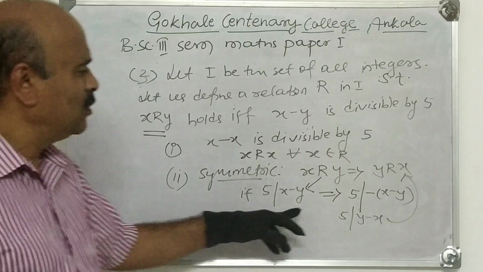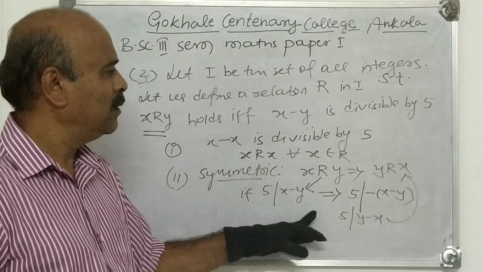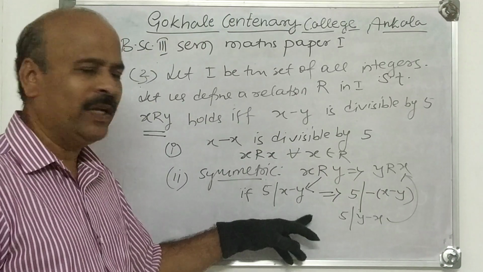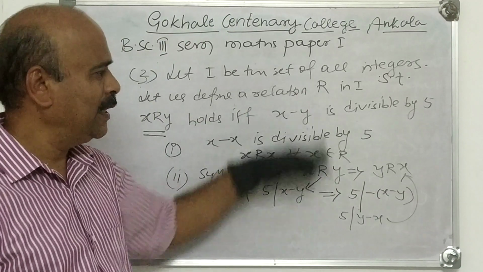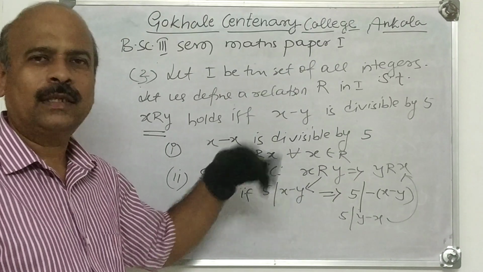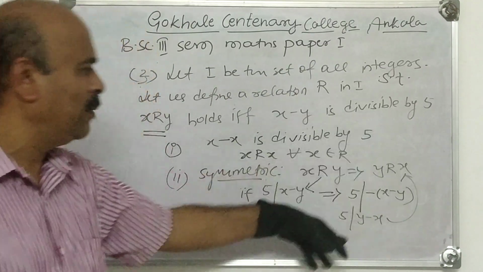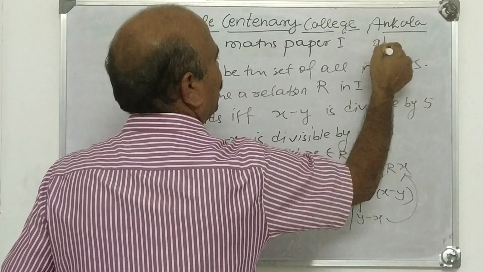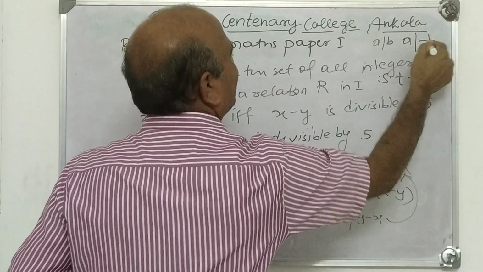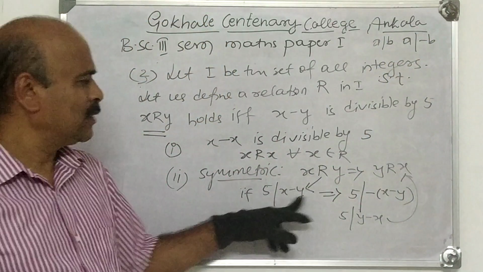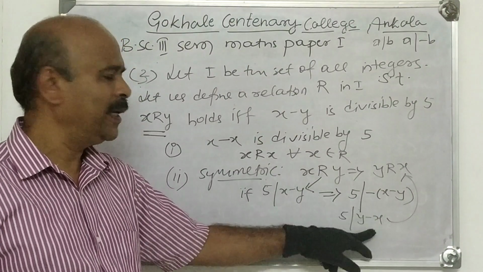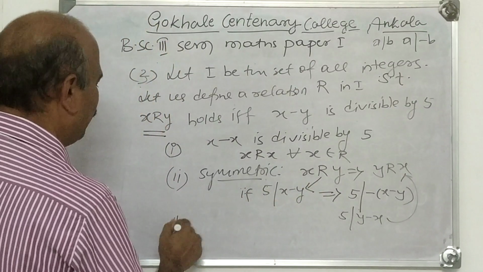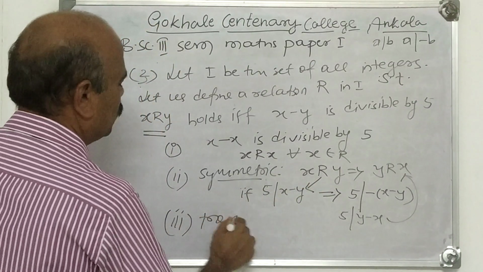You should have some knowledge about divisibility. Next, in the next video, I start another topic simultaneously, number theory. Very interesting topic it is. Along with set theory, I start number theory also. In number theory, you will come across all these divisibility properties. If A divides B, then A divides minus B also. 5 divides x minus y, then 5 divides minus of x minus y, 5 divides y minus x. Therefore, symmetric.